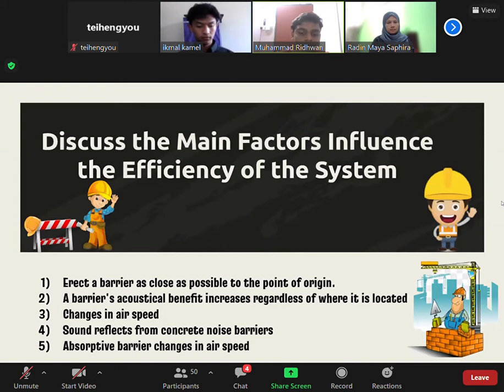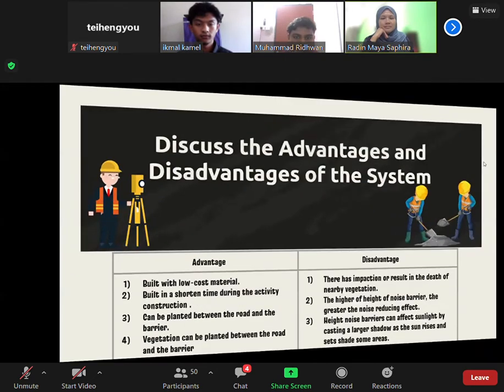So the last point is absorption barrier change in airspeed. One absorption barrier may be more effective than one reflective barrier because it absorbs the sound that hits the top of the absorptive barrier. However, using sound absorption material to build a barrier is more expensive. It is critical to investigate the efficiency of absorption and the best location for it. Next slide. Okay, thanks for that. Next slide.